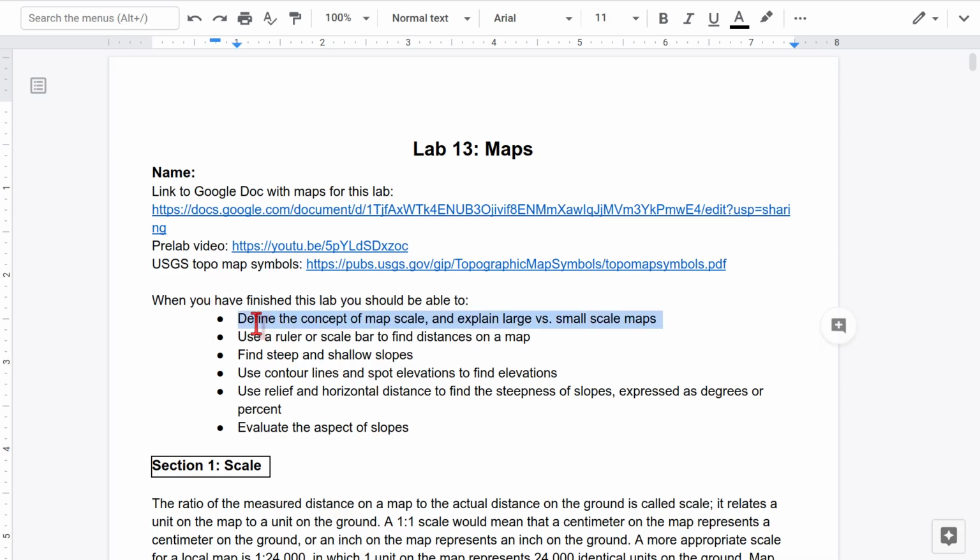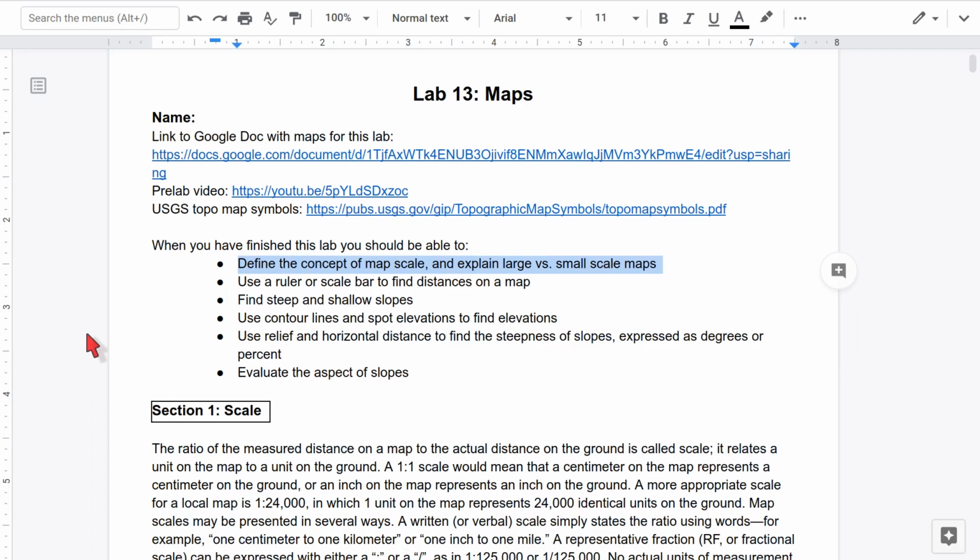So the key concepts for this lab, when you're done with this lab, you should be able to define the concept of map scale and explain the difference between large and small scale maps. You should be able to use a ruler or scale bar to find distances on a map, find steep and shallow slopes, use contour lines and spot elevations to find elevations, use relief and horizontal distance to find the steepness of slopes expressed either as degrees or as a percent. And finally, evaluate the aspect of slopes.